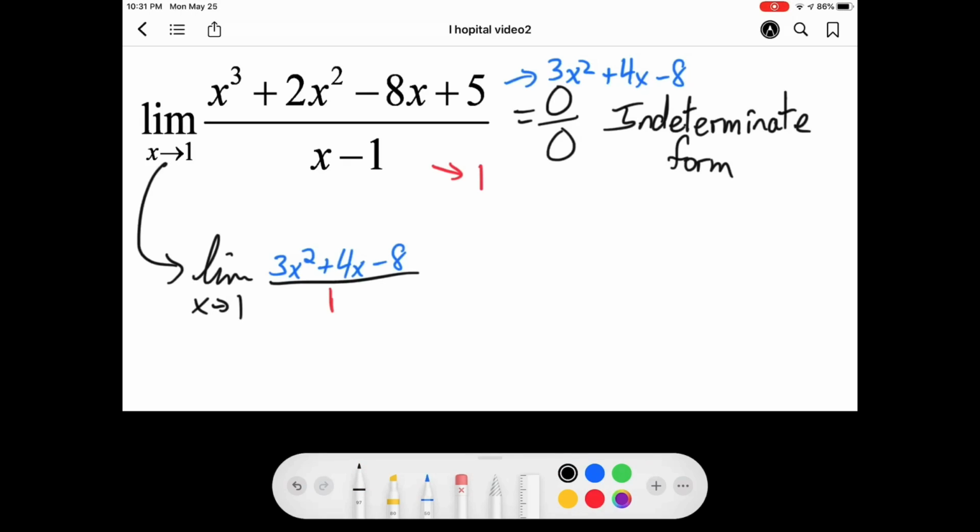This limit is easier to evaluate. I can now put in 1, and I'll get 3 times 1 squared is 3, plus 4 times 1 is 4, minus 8, and that's all over 1, for a final answer of negative 1. Which is the correct answer to the original limit that was asked. Now, L'Hopital's rule is not the only way to answer this question, but it is a pretty slick way.